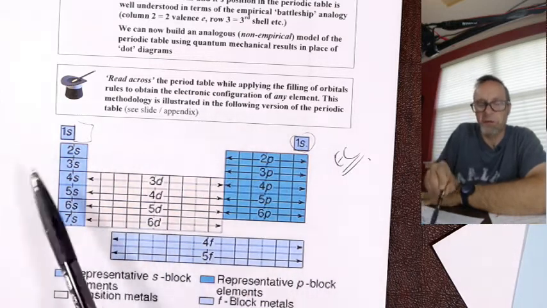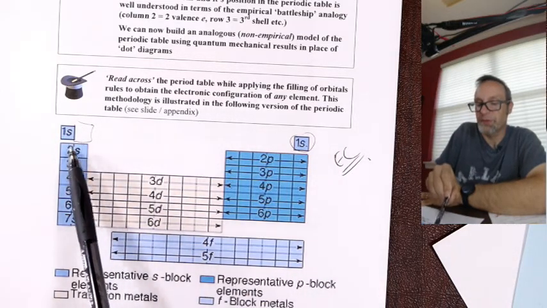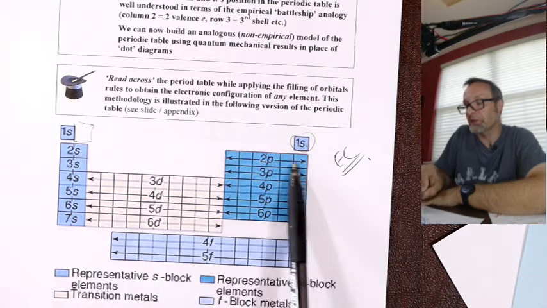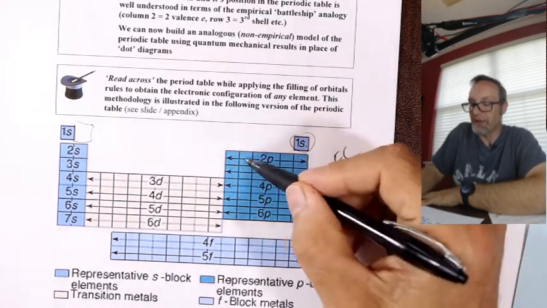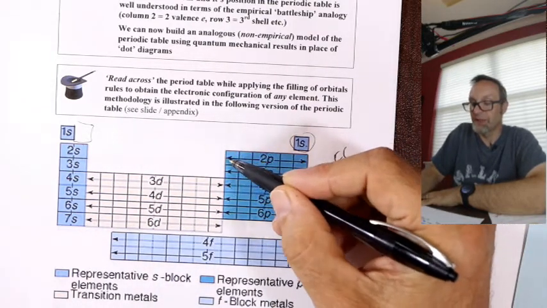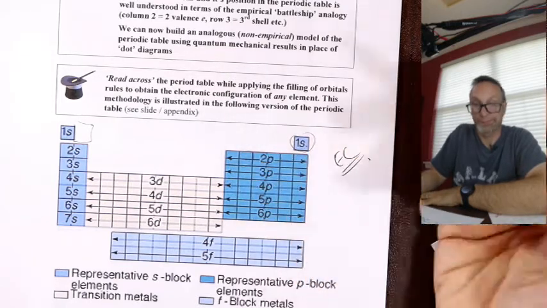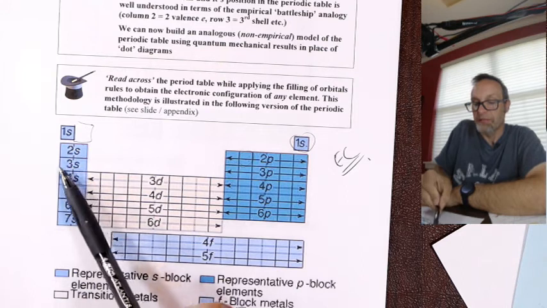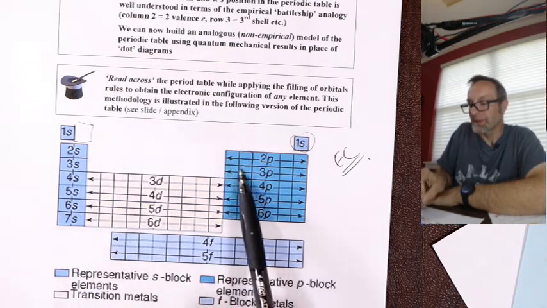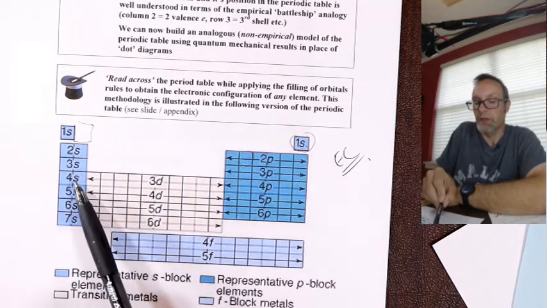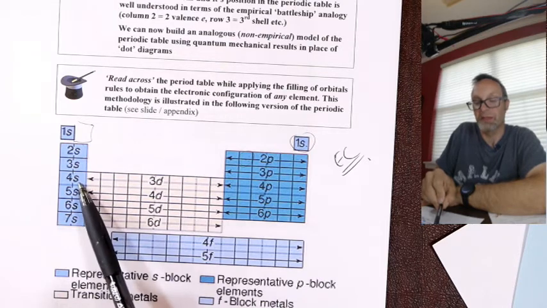Now if we keep with our order of filling, 1s1, 1s2, 2s1, 2s2. I'm just reading across the periodic table. So if I stop there, that would be carbon, right? Carbon is 2p1, 2p2. Its last electron is 2p2. Okay. 3s1, 3s2, 3p6, 4s1, 4s2. Now that's where we stop with our dots.